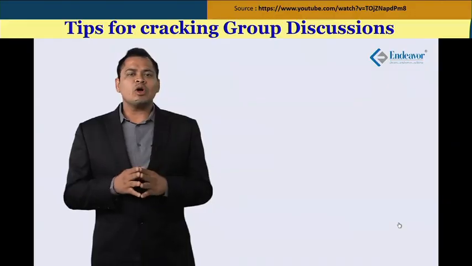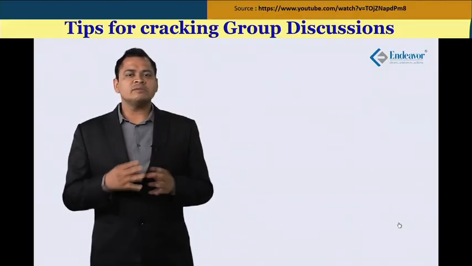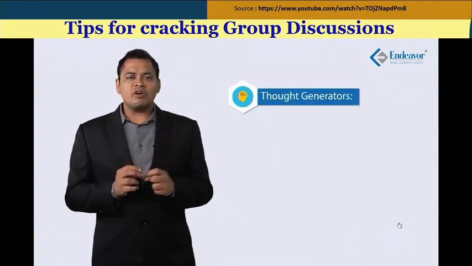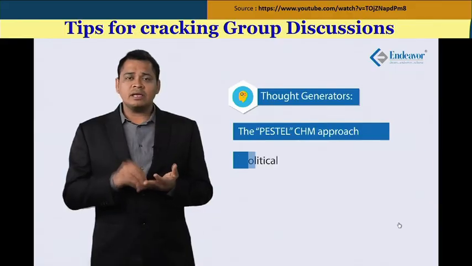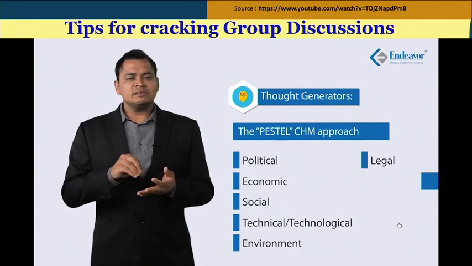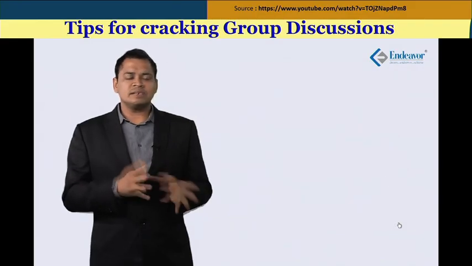Now, these are such broad topics that you need to have a very structured approach towards them. A lot of times we call these things thought generators. Thought generators come in the form of PESTEL and CHM. When I say PESTEL and CHM, it is political, economic, social, technological, environment, legal. CHM is culture, humor and media. So this is one way of looking at the same topic.